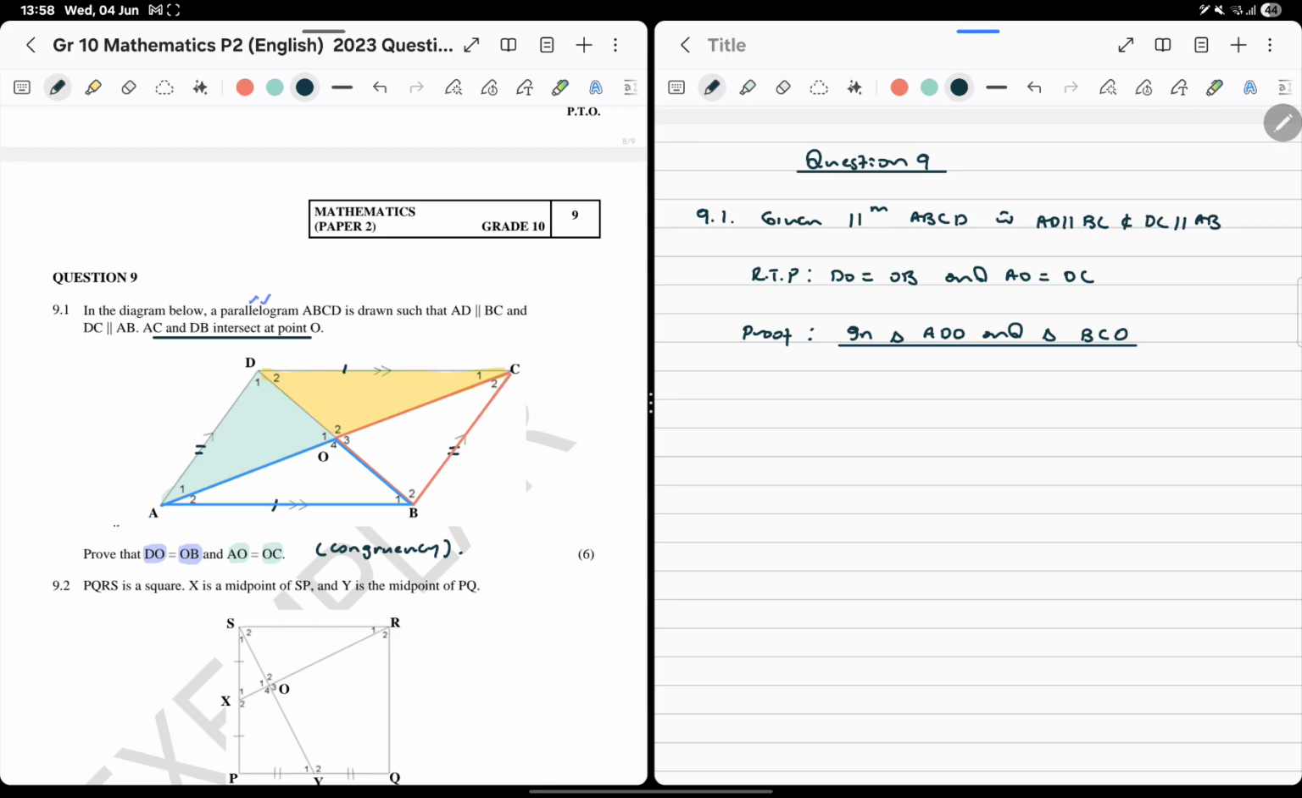Great. So what are we saying in there? We know and understand that O1 is equal to O3. These are the vertically opposite angles. Vertically opposite angles are always equal. What else do we know?